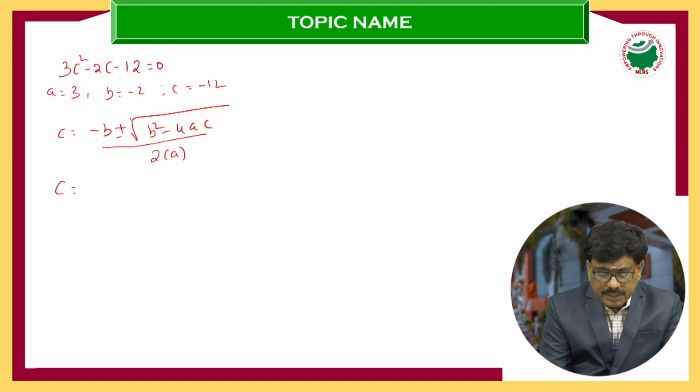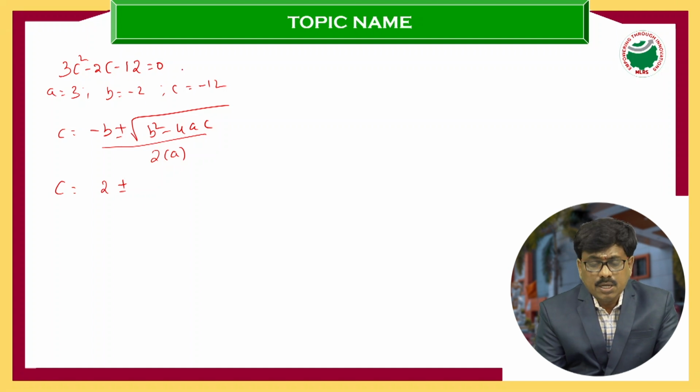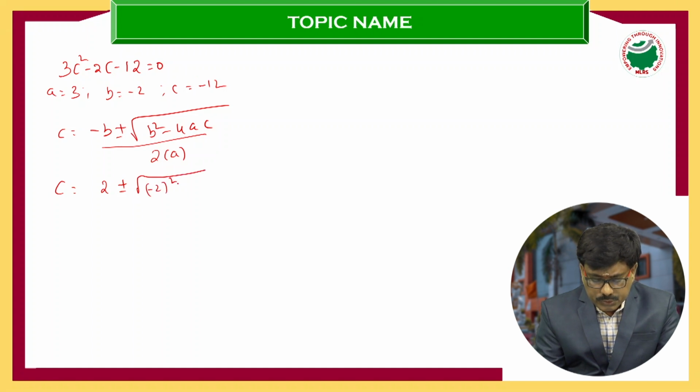Okay, C equal to, what is the B value? The B value is minus 2. If you substitute here, plus or minus 2, or you can use a calculator, you can calculate the roots of the polynomial equation. Let us go with B square. What is B square? Minus 2 whole square minus 4 into A value, which is 3. What is the C value? Minus 12 divided by 2 times 3.